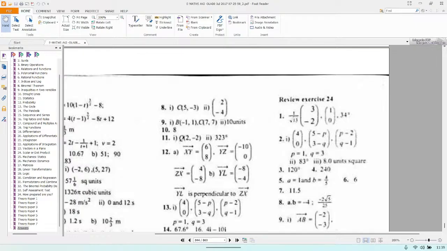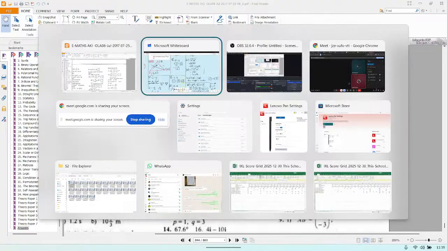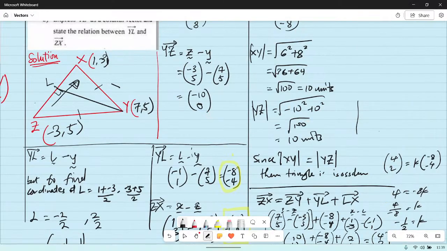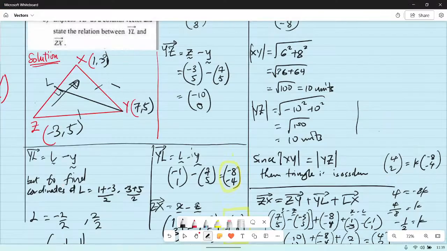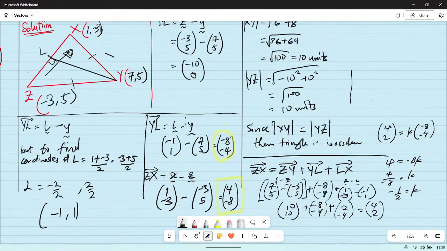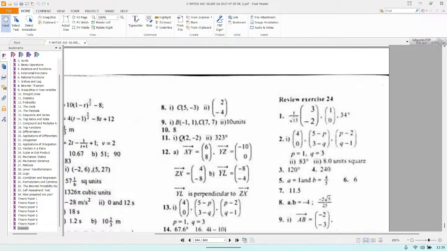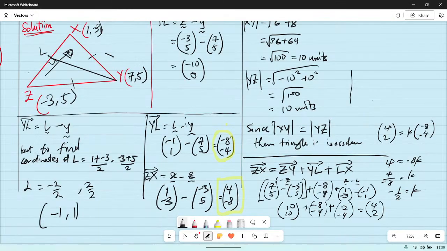Look at the answer: 6, 8, negative 10, 0, 4, negative 8, 8, negative 4, negative 8, negative 4. That's this one, YL, ZX, 4, negative 8, just like how I had here. So this is ZX, what I just did.